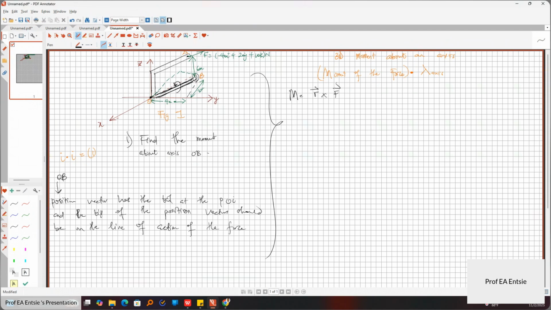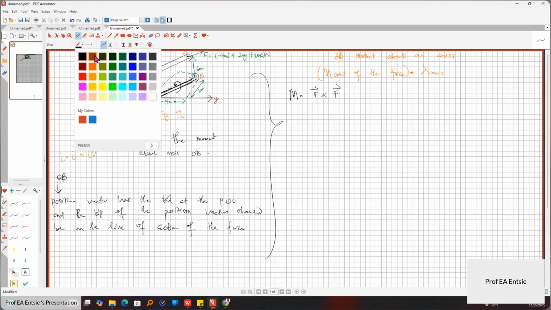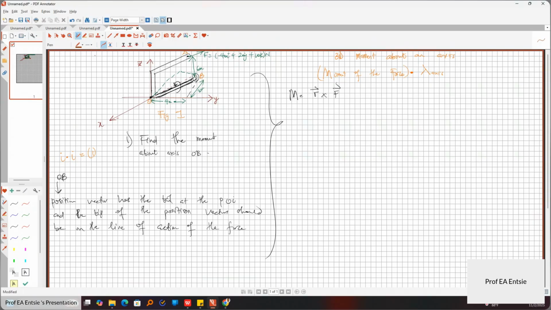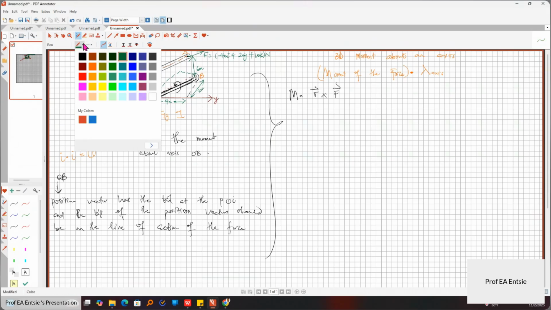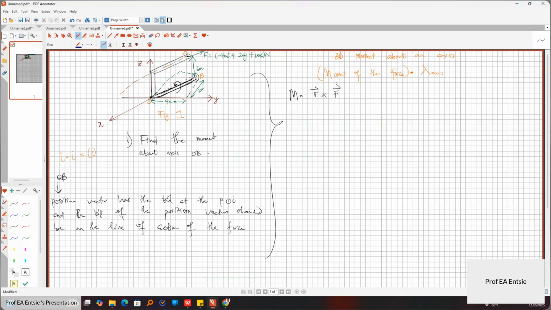So where is the OB axis? The OB axis is where I've highlighted with the black. So if I want to move from that axis to the line of action of the force, this is the line of action of the force. So I can move from the axis, then come straight to the line of action of the force. So this blue arrow is what I'm calling the position vector.